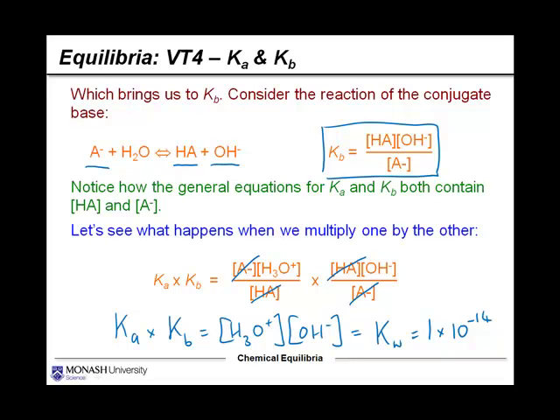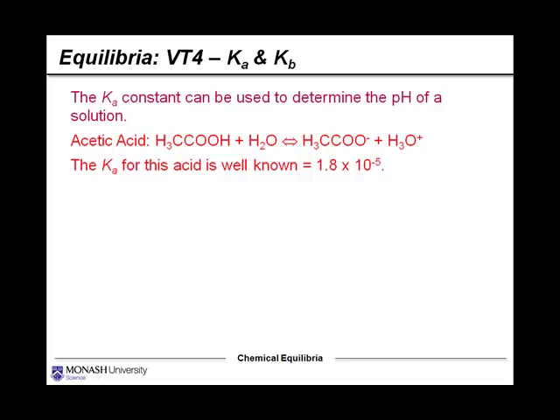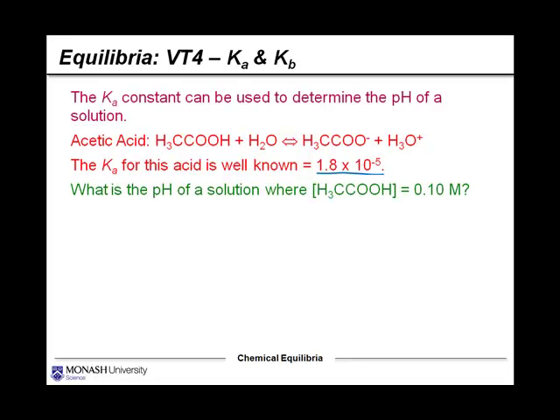Let's do a sample problem. The Ka constant can be used to determine the pH of a solution. We'll take our good old friend here, acetic acid, which we've talked about in our example of a weak acid. And the Ka for this acid is pretty well known. What is the pH of a solution where the original concentration of acetic acid is 0.1 molar?